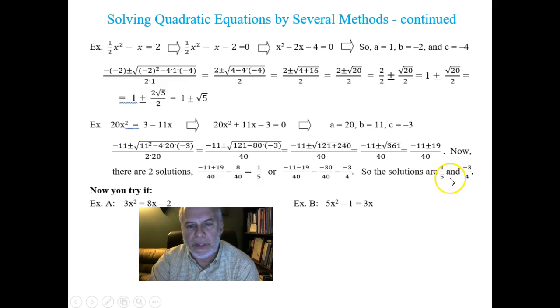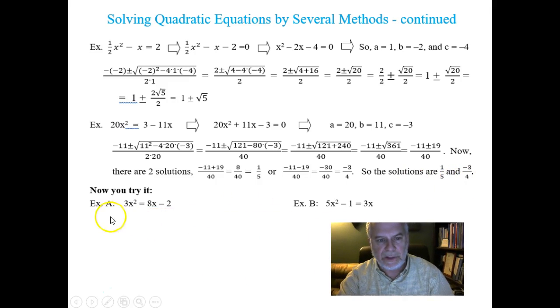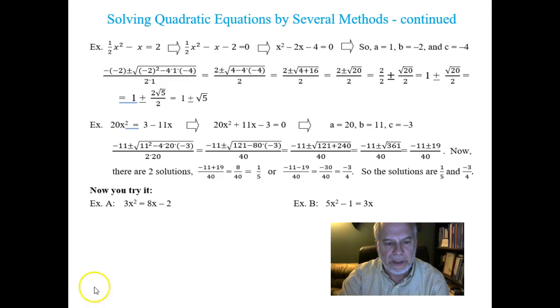So this time we didn't end up with radicals. We ended up with rational numbers, they're called. So that's the answer to this one. It's all the way simplified. Okay, so try these, or at least the first example, and then I'll show you what the answer is.